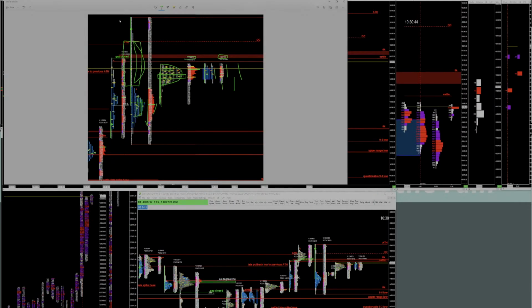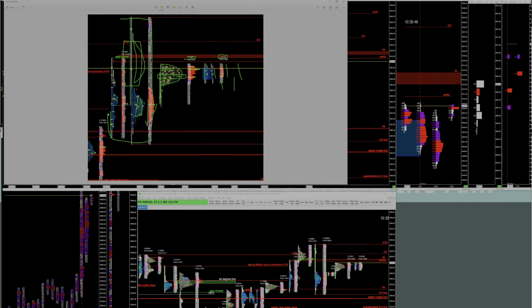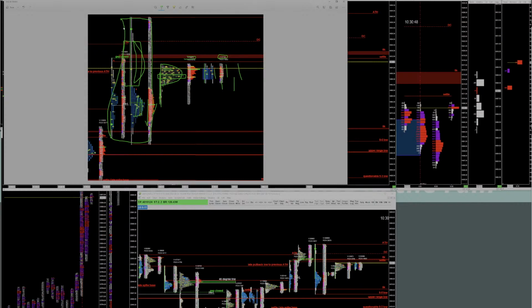And the fact that it's opening inside this range also is an advertisement for rotation. I mean, it is not just Friday's range, but it's also a 2-day range here.